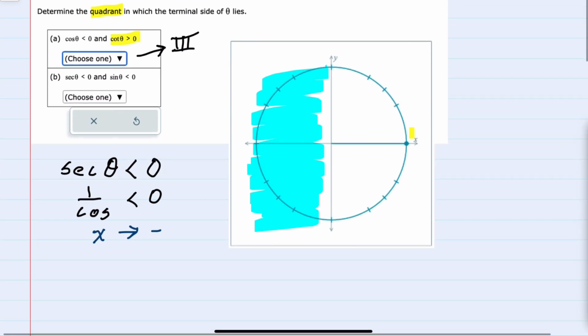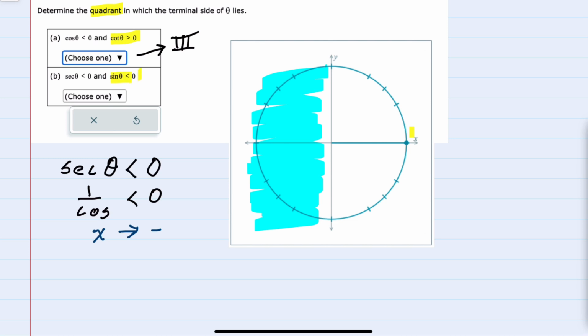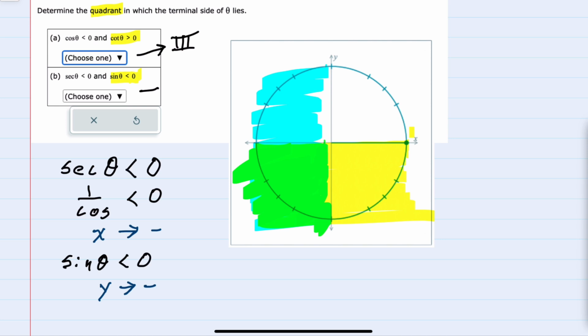And then the other condition is that sine of theta is less than 0. And since sine of theta is our y values, for that to be less than 0, y must be negative. That would give us everywhere below the x-axis where the y values are 0. And for this example as well, even though it was described differently, the overlap is again here in this third quadrant. So for both of these examples, they're describing thetas that would fall in quadrant 3.